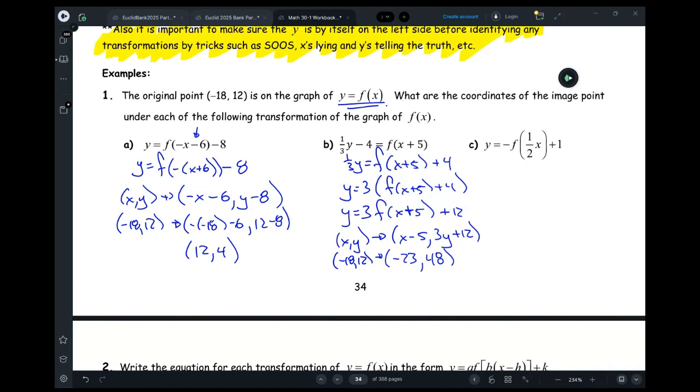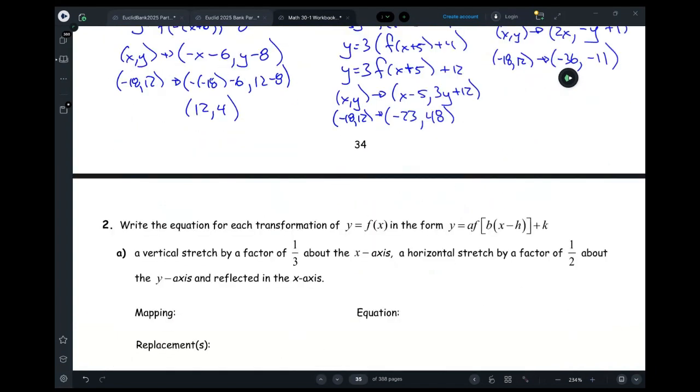Now this last one, everything's been isolated. There's nothing to factor out inside the function. So actually we can jump right to our mapping. I see a 1/2 x inside the function, so it's going to be 2x in our mapping. And then since everything is brought over and we've isolated y, the transformations are exactly what I'm seeing. So negative y plus 1. So negative 18, 12 will become negative 36, and then negative 12 plus 1 will be negative 11. Okay, and there you go. That's what's happening to that point in each of those different transformations.